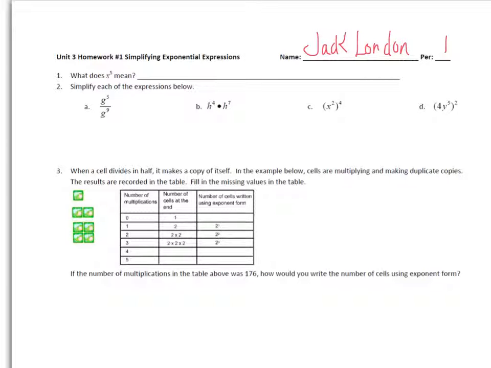Our first question is, what does x to the fifth mean? It's an exponential expression. It means x to the fifth power. And basically that means x times x times x times x times x, 5 times. So you could write that in here: x times x times x times x times x, or x to the fifth power.